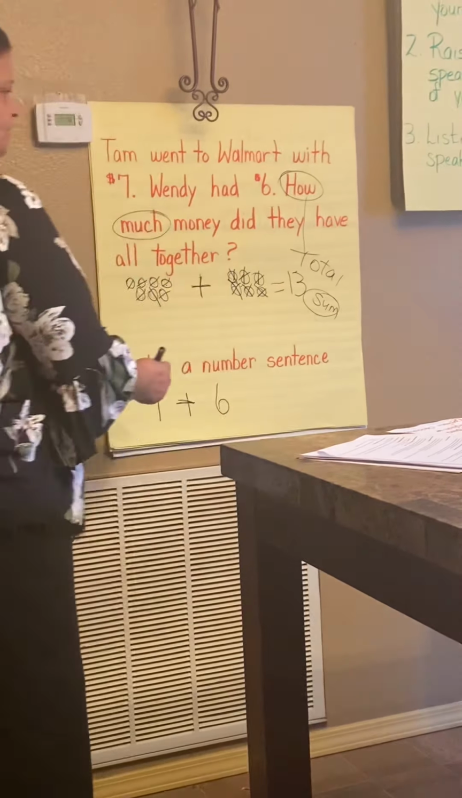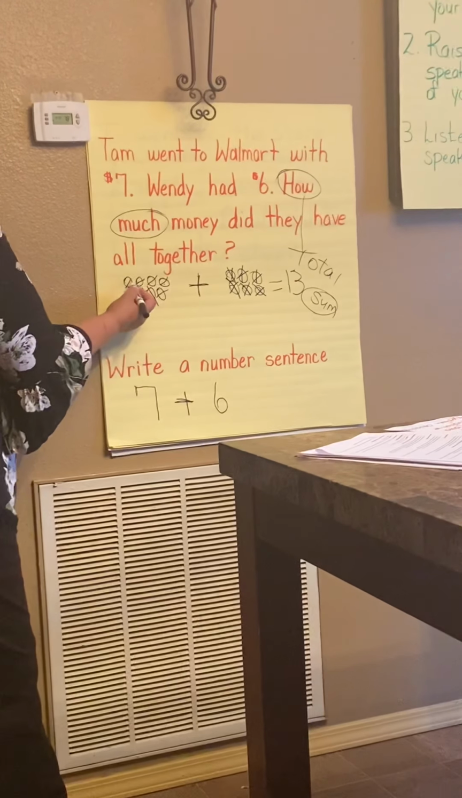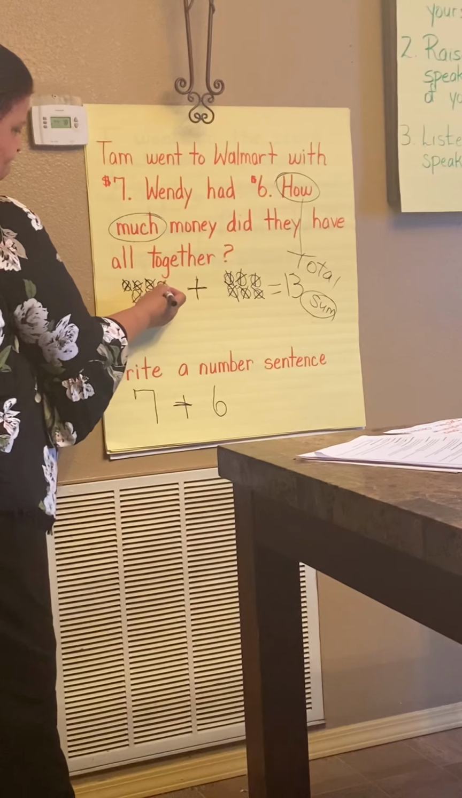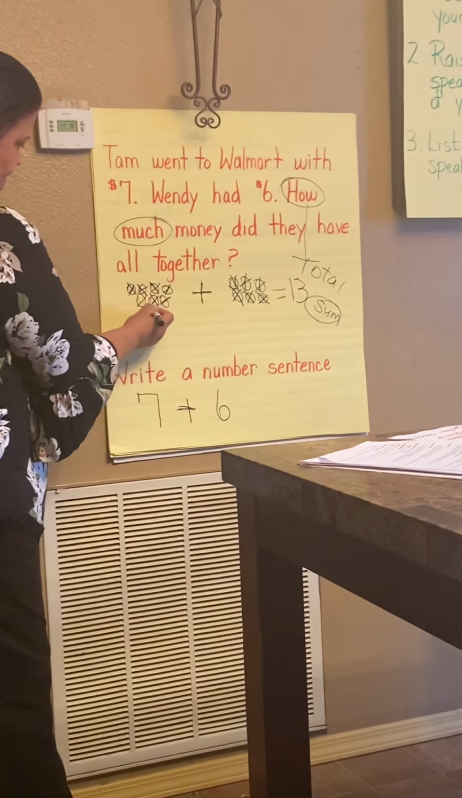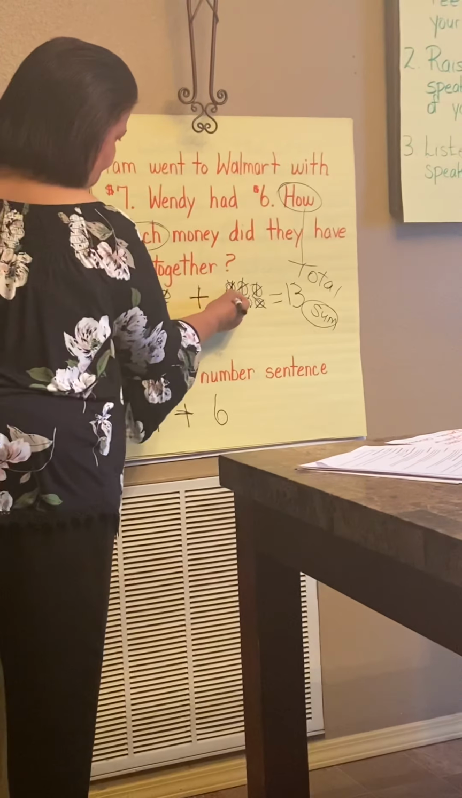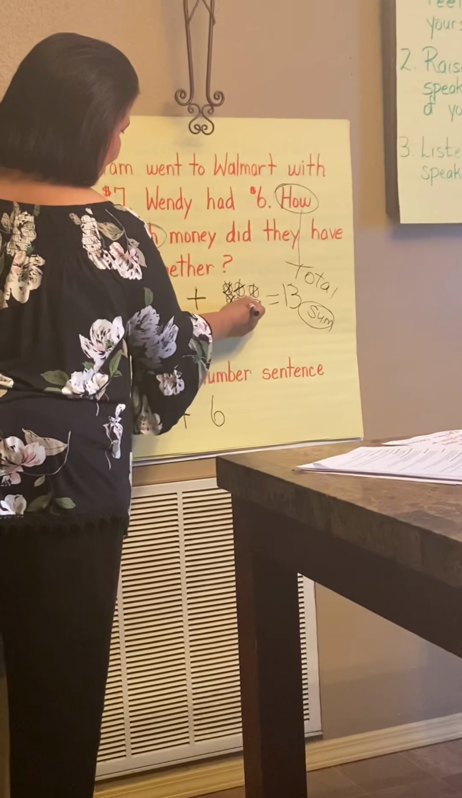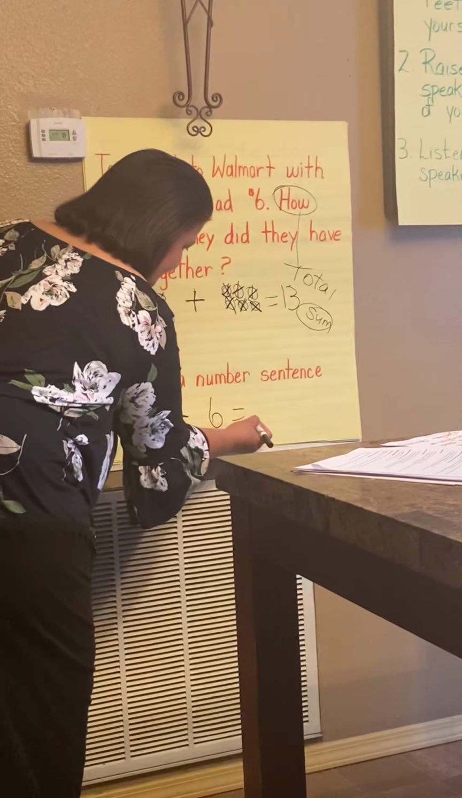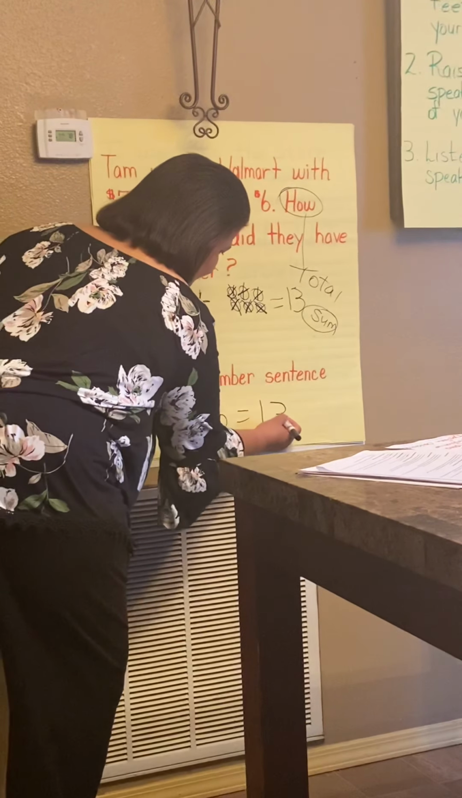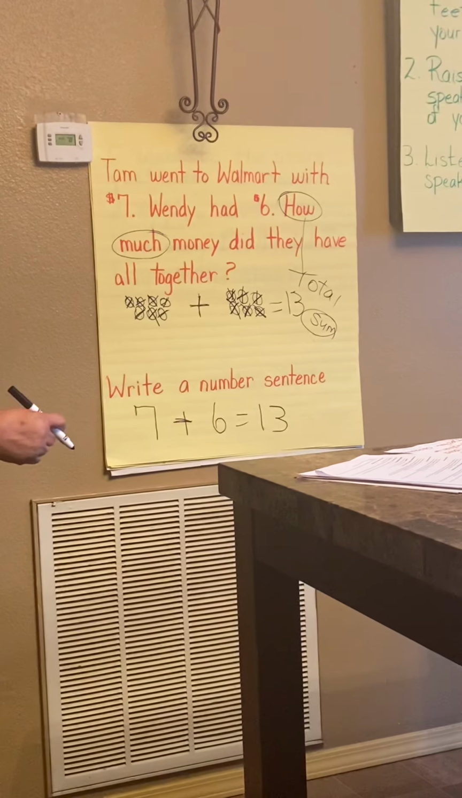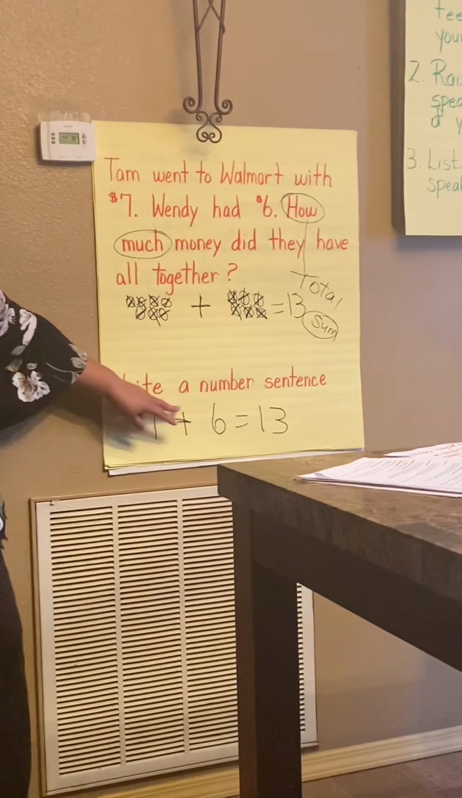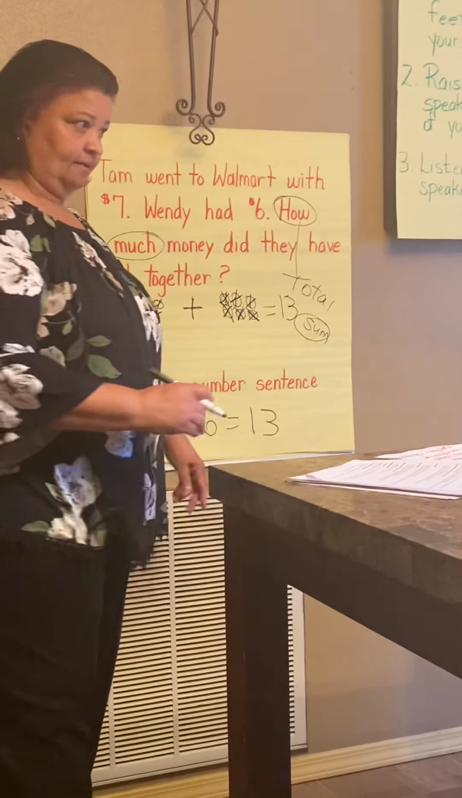Let's try it one more time. Let's count them all together. 1, 2, 3, 4, 5, 6, 7, 8, 9, 10, 11, 12, 13. So our total is how many? 13. That's the answer. This is our number sentence. 7 plus 6 equals 13.